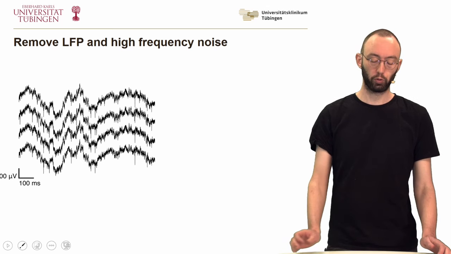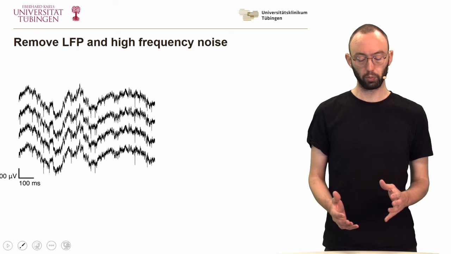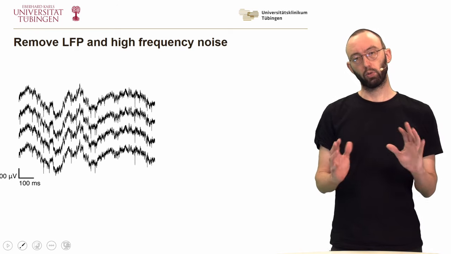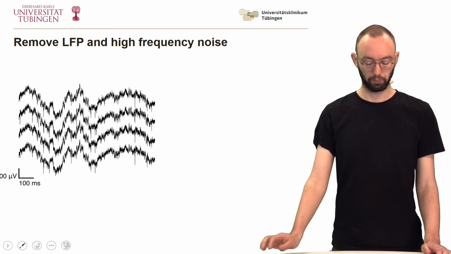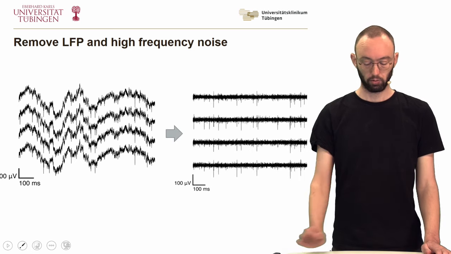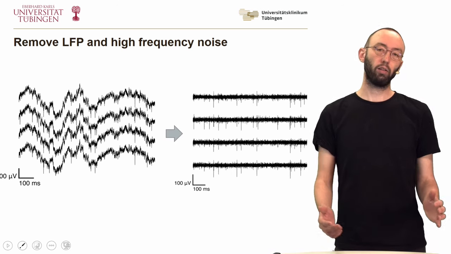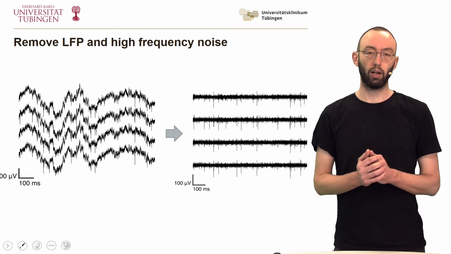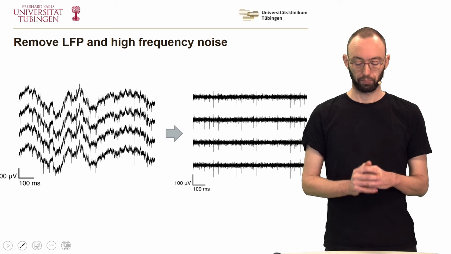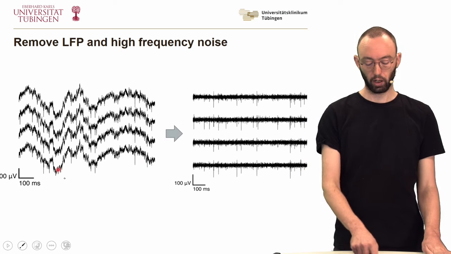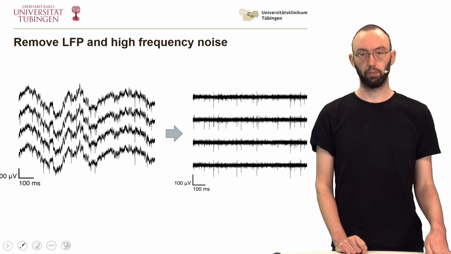So how do we remove these low frequency fluctuations? These low frequency fluctuations are also called local field potential because they correspond actually to the summation of electrical potentials in the vicinity of the electrode tip. We want to go from this to that, and in addition, sometimes there's also very high frequency noise that we might want to remove. So while here it's very hard to detect the individual spikes, here the blips of the spikes are clearly visible.